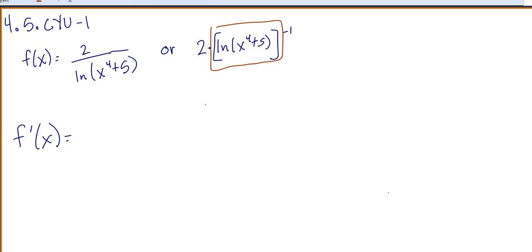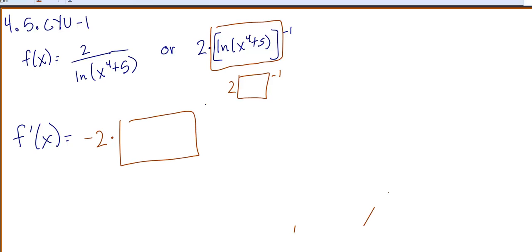So in other words, this is like 2 box to the power of negative 1 when I'm trying to take the derivative of the outside. When I take that derivative, I bring down the power of negative 1, so I'm going to have negative 2. Keep the box the same, and now drop your power by 1, so it's going to go to negative 2. And what goes inside the box? Well, it'd be natural log of x to the 4th plus 5 still, because what's inside the box doesn't change.